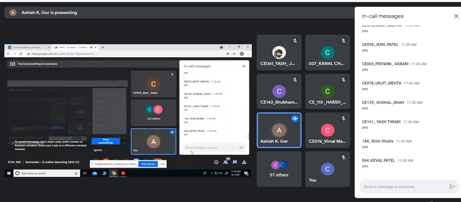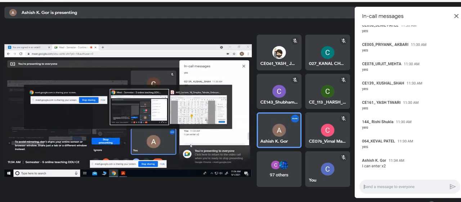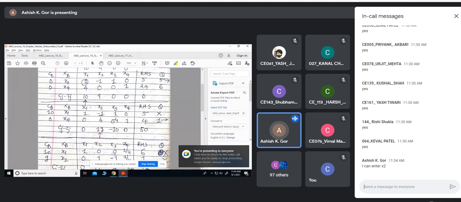So you can see, I can enter x2. Enter x2. But surprisingly, you see this is negative. So this is my key column. And now you see this is negative. So 5 divided by minus 1, I should not do. That's why I put a cross. Why? Why can't you do it?